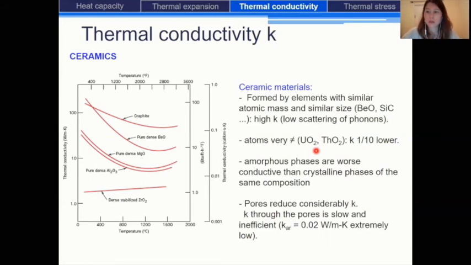And another thing that can be highlighted is that the pores reduce considerably the thermal conductivity. The value of thermal conductivity is low, and the process is slow and inefficient. So these are some information that enable to understand the value for the thermal conductivity of different ceramics.